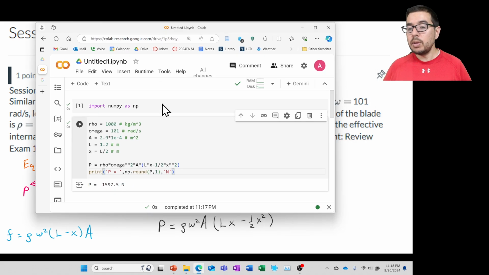The next problem will build on this script, so don't delete it, and I hope you found this particular problem helpful.